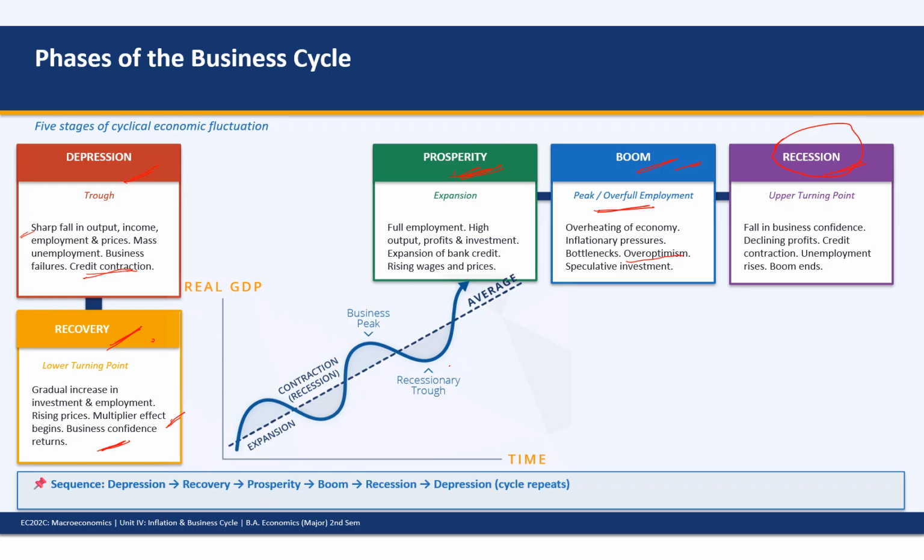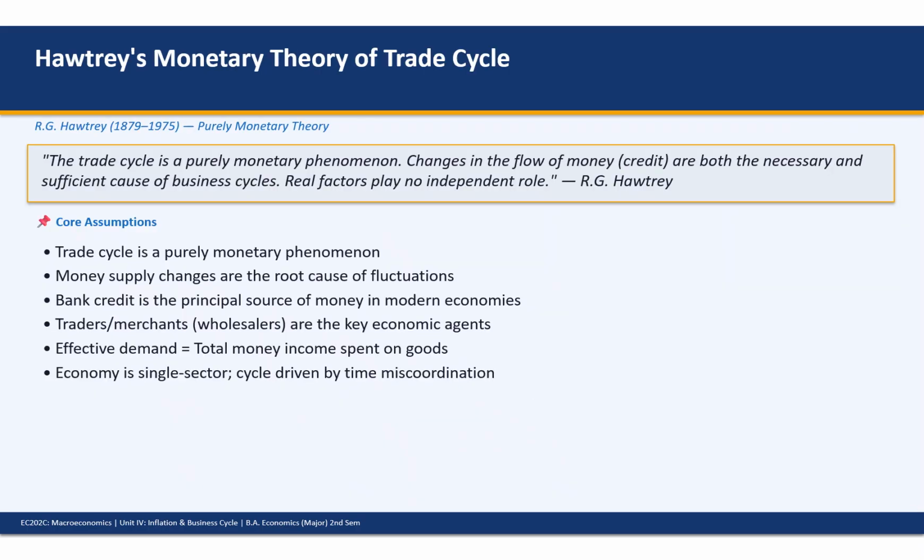As this sequence repeats again and again, business cycles are recurring in nature. The exact timing may change, as we have defined in the characteristics, but the patterns of ups and downs remain a common feature of market economies. Now, let us begin with Hawtrey's monetary theory of trade cycle.